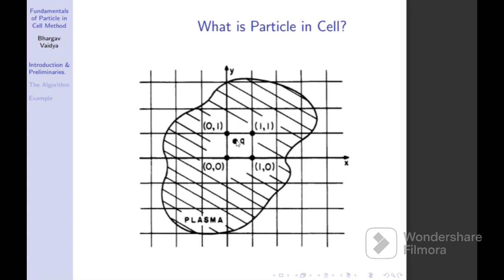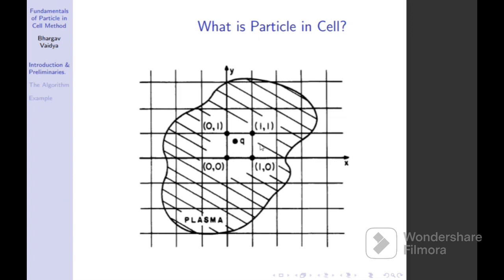But the idea is to have some sort of an interpolation. So you have particle in cell. Okay, so cell is essentially the grid structure, and particle is essentially the charge. Okay. So now we have the basic infrastructure at our disposal.